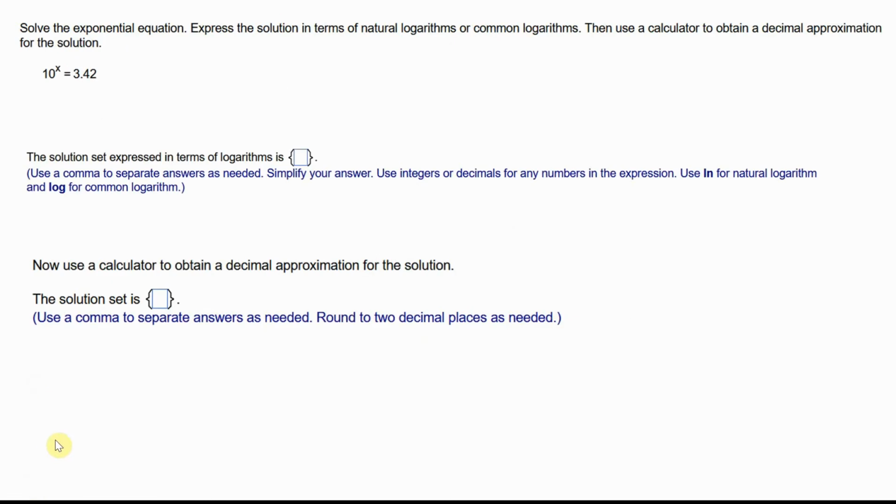I keep forgetting. Solve the exponential equation. Express the solution in terms of natural logarithms or common logarithms. Then use a calculator to obtain a decimal approximation. All right. So no problem. So here's what we're going to do. If the base is 10, see that base is 10 there, then we're going to take the common log of both sides.